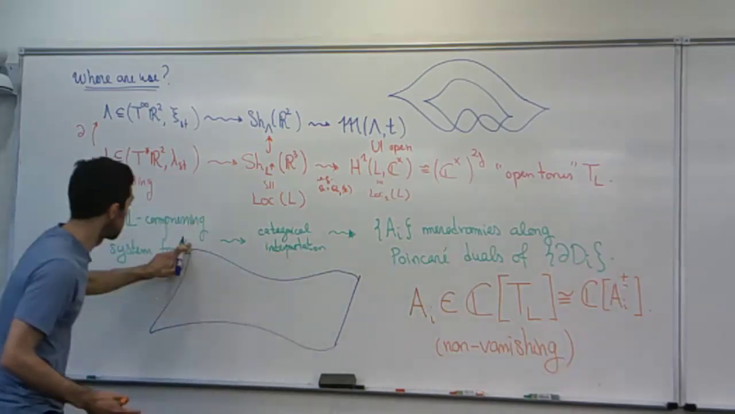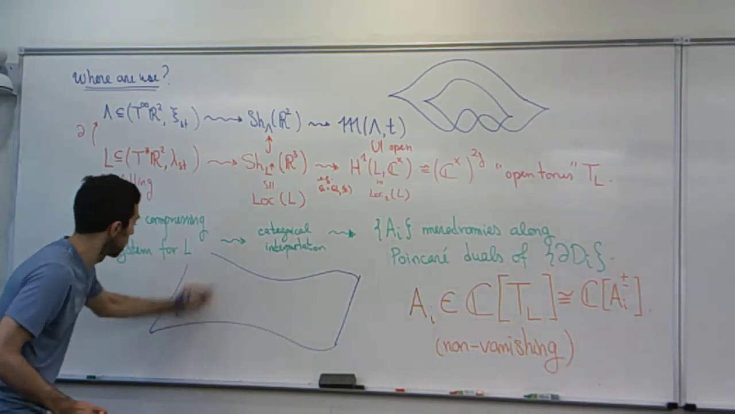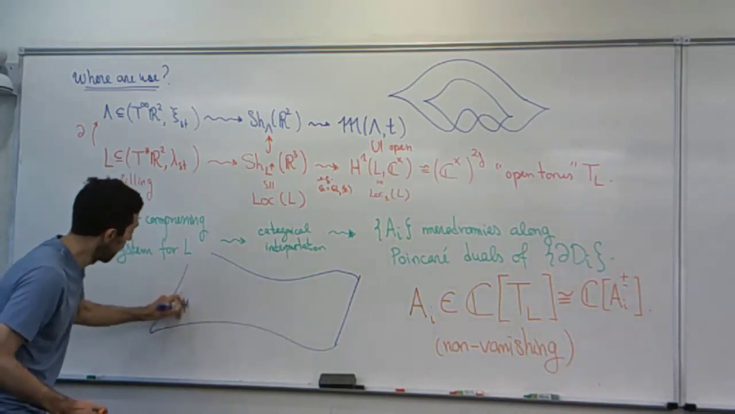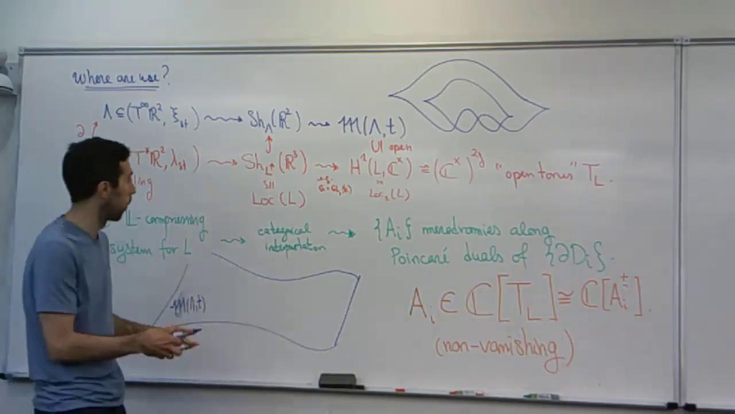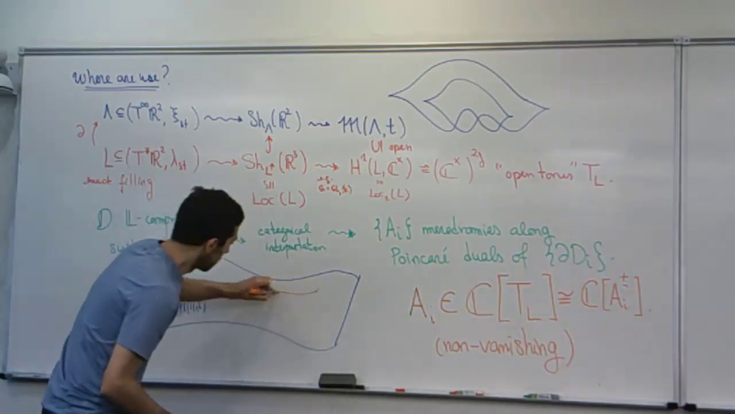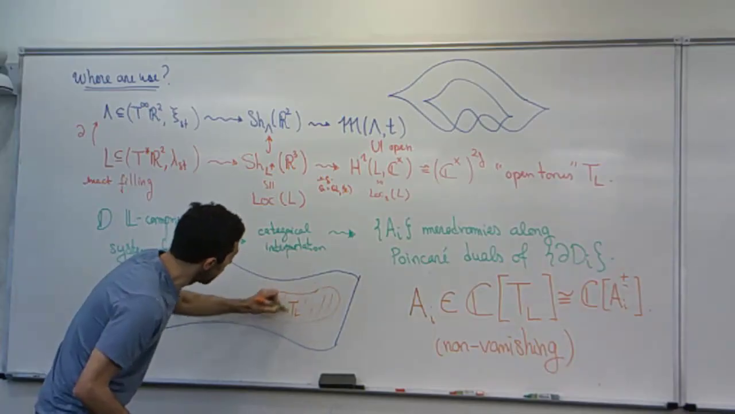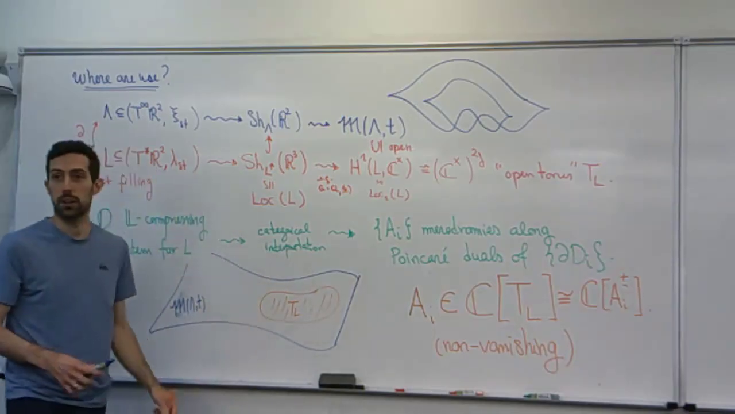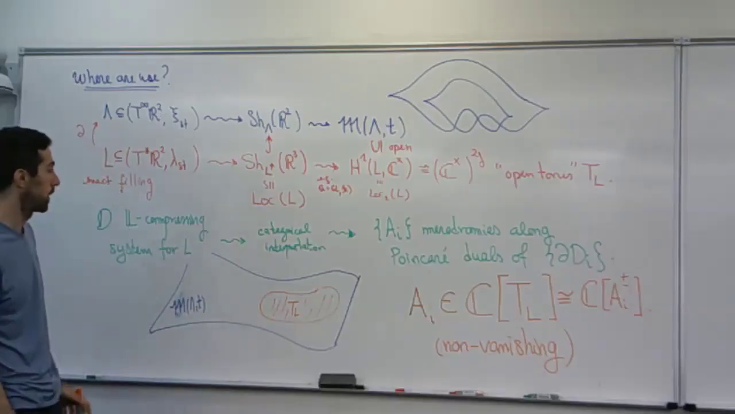This is my space, the moduli space of lambda, M of lambda t, again, spaces of lines and flags and so on. And now, kind of cartoonishly, a Lagrangian filling defines for me an open torus chart. Cartoonishly, because it's a Zariski dense chart. It's this chart here.